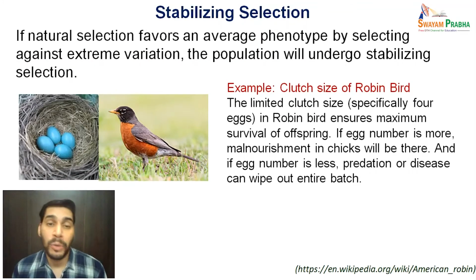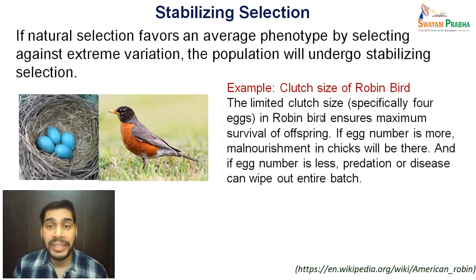Let us elaborate on these types of selection. The first which we discussed was stabilizing selection. If natural selection favors an average phenotype by selecting against extreme variation, the population will undergo stabilizing selection. Now let us try to understand with an example: the clutch size of the robin bird. Here you can see the robin bird, and this is the clutch size, that means the average number of eggs that it lays.